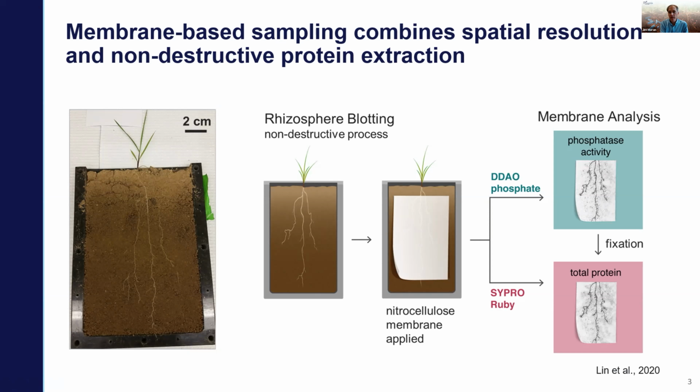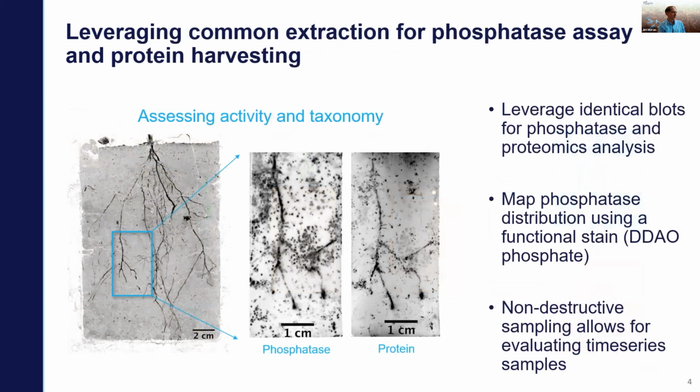Where are the proteins, and specifically, where are they in relation to different types of rhizosphere? So here's one example of that. This is a nice autofluorescence image of a root system in the rhizobox. In that blue rectangle, we've applied a membrane, and then we've looked at both the phosphatase mapping distribution as well as the total protein distribution.